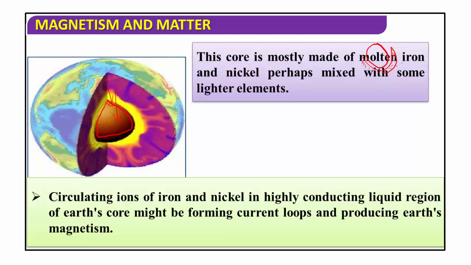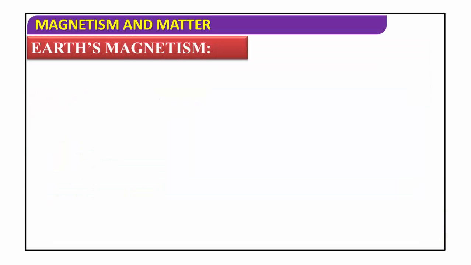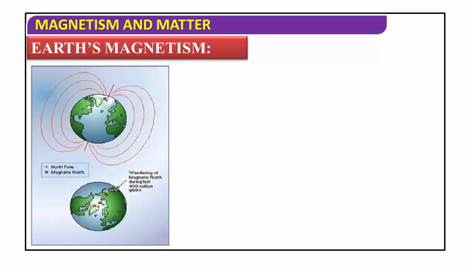When the charged particles pass through the surface of the earth, then the magnetic field is produced. This is a very simple concept. The circulating ions of iron and nickel in the highly conducting liquid region of the earth's core might be forming current loops and producing earth magnetism. And what is earth magnetism?